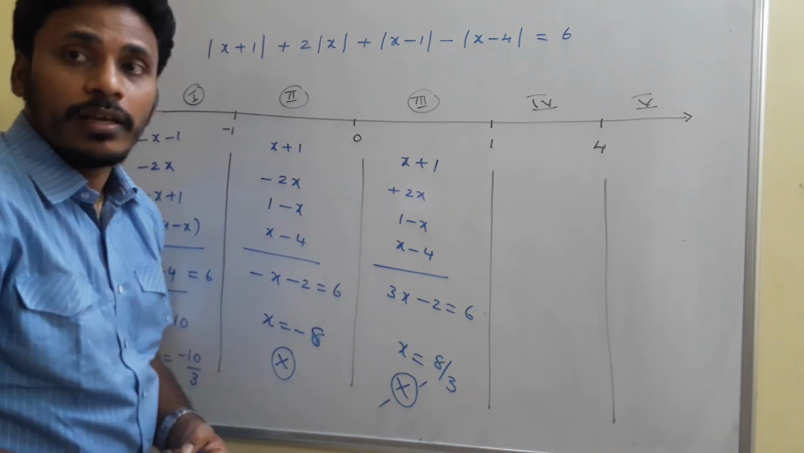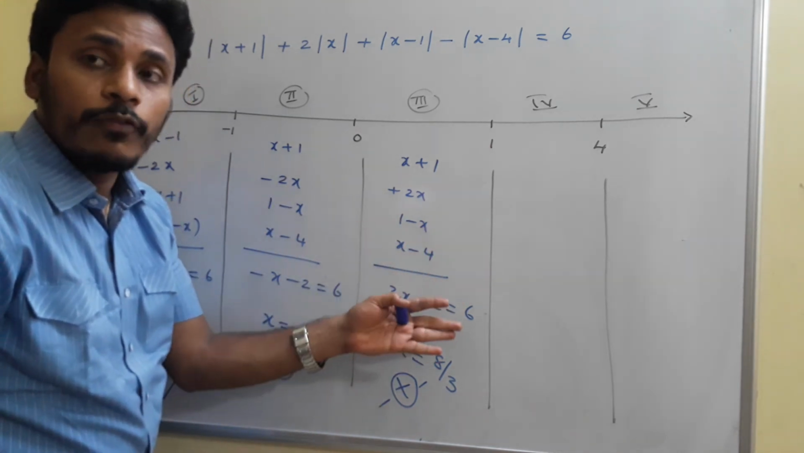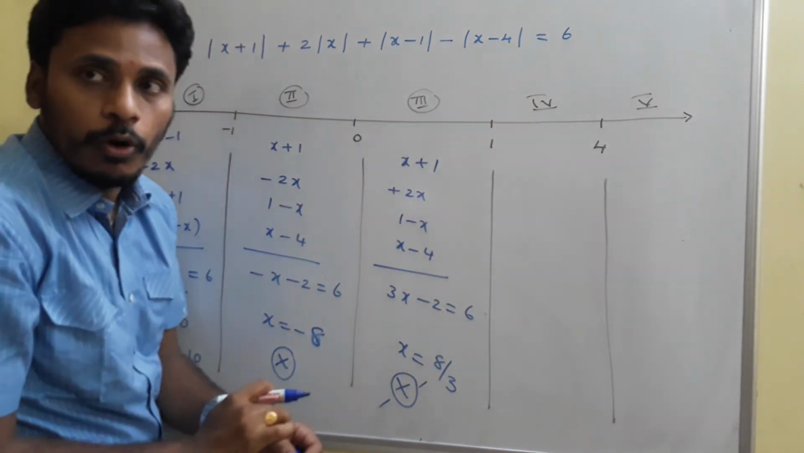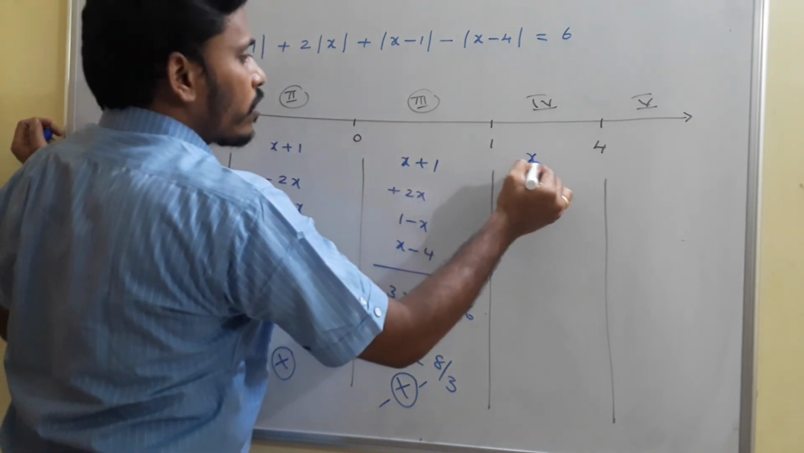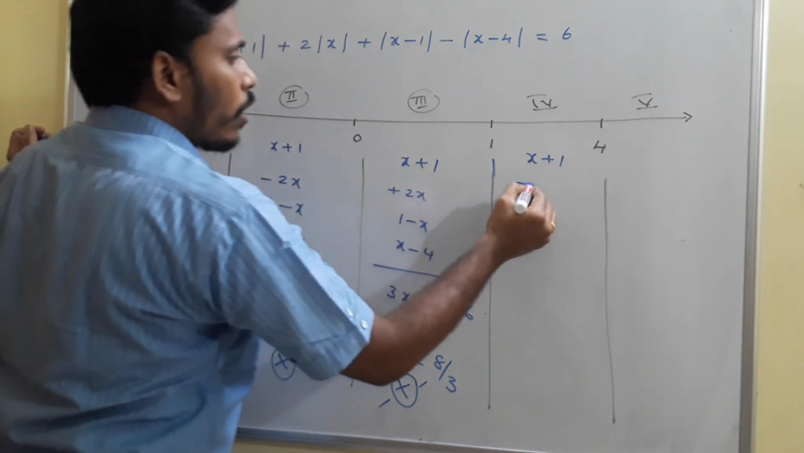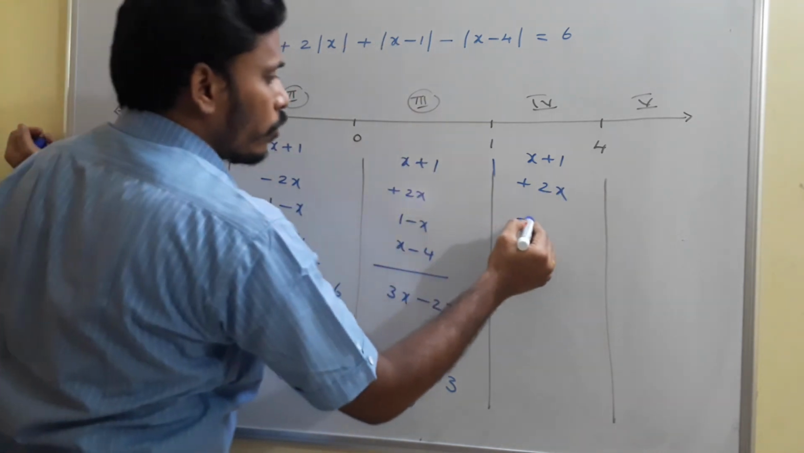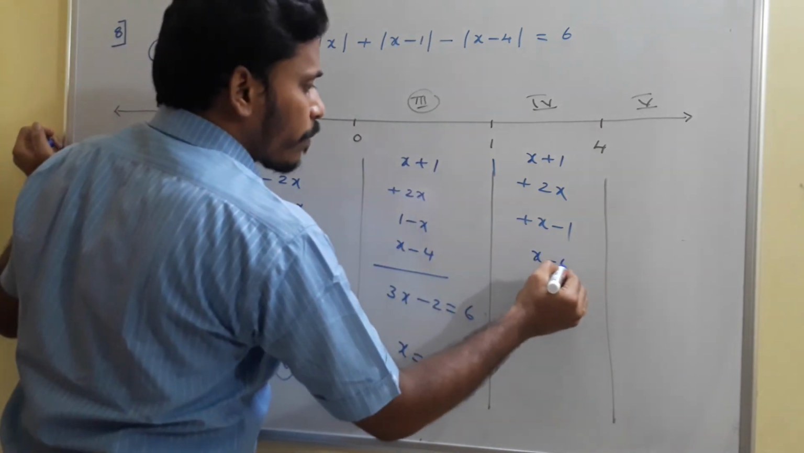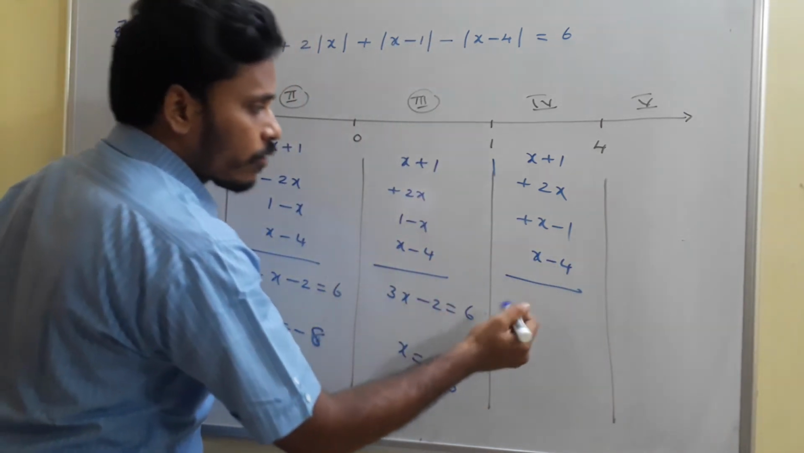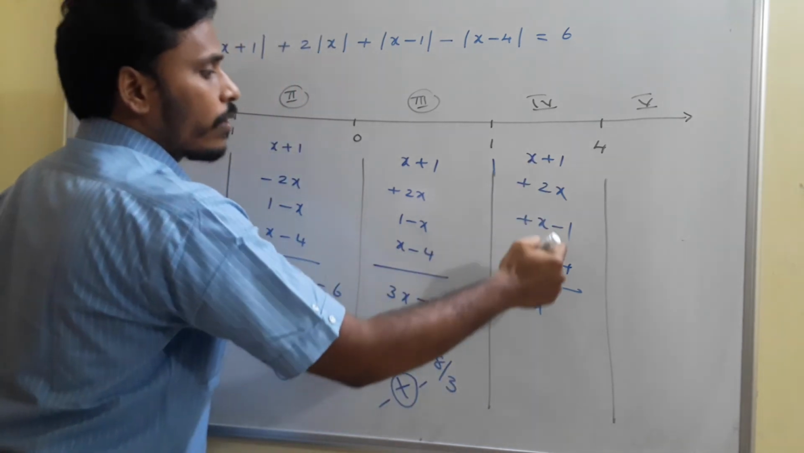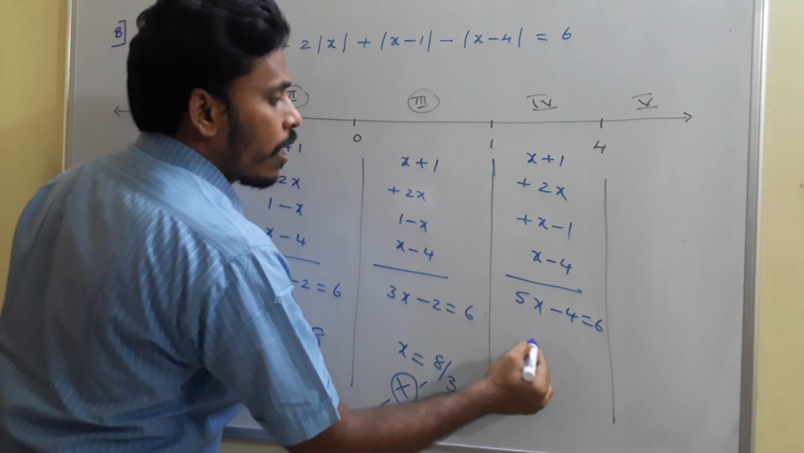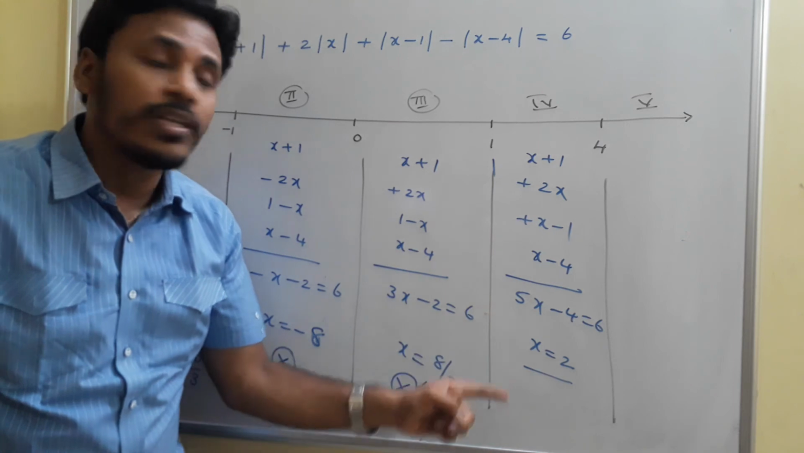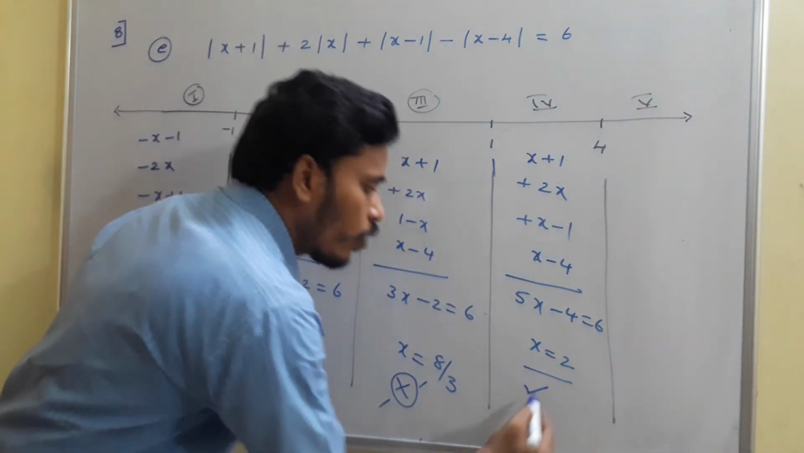Now just enter into the fourth case, which is less than 4, so only this term is negative and all the remaining are positive. So first one is positive, remove modulus, write x plus 1. Second one is positive, write 2x. Third one is positive, write x minus 1. But that fourth one is negative and the minus sign is there. So take x minus 4. So add x, 2x, 3x, x, 4x and x, 5x. And 1 and minus 1 get cancelled, minus 4 is equal to 6. And you will get x equal to 2 from that. x equal to 2 and that 2 is in between 1 and 4. So x equal to 2 is a solution.